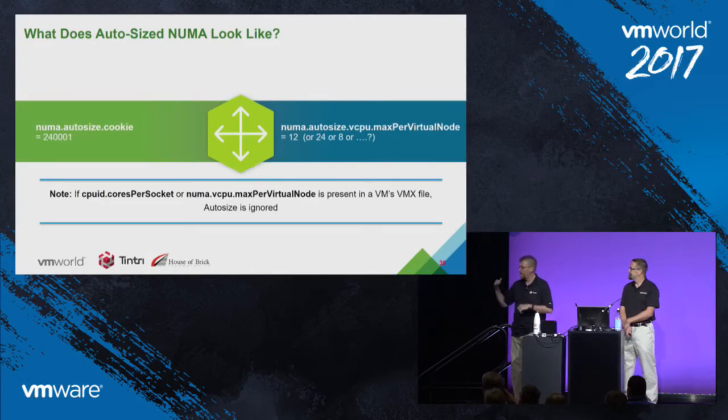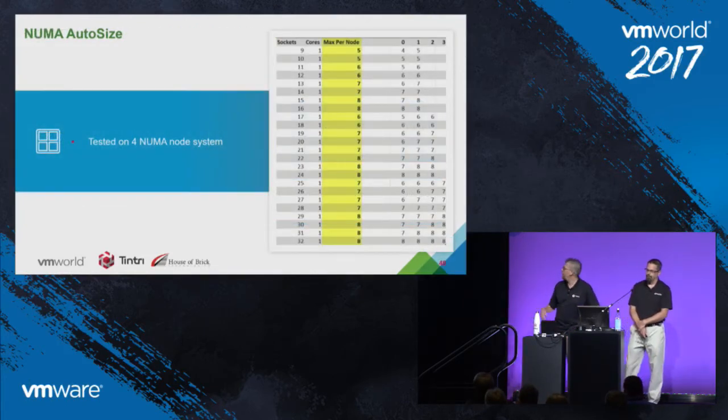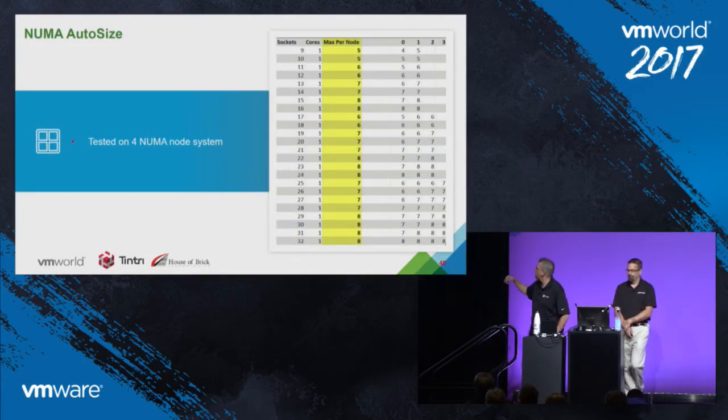When we hit 12, go over that and make sure you split it into NUMA nodes. And so then, just for fun with those VMX files, I pulled them all out. This is the AMD system that I was working with because it had 4 NUMA nodes. And so what happens when I add?